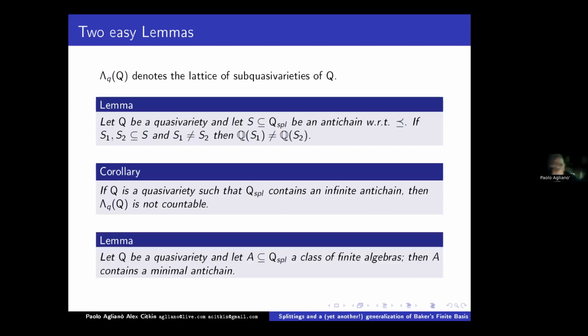That's one thing. However, if I take a class of finite algebras, so if they are all finite, then the class contains a minimal anti-chain. So this is what makes things work in a way. It's not really surprising, but it's useful. Okay, so let me tell you this again. Take a class of finite algebras that are splitting. Then this class contains a minimal anti-chain, minimal in the obvious sense, an anti-chain with respect to the ordering.